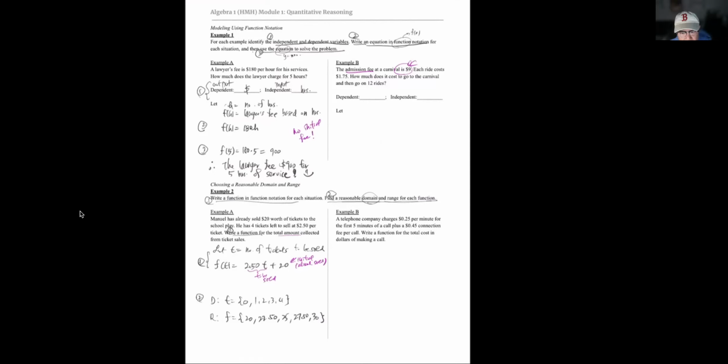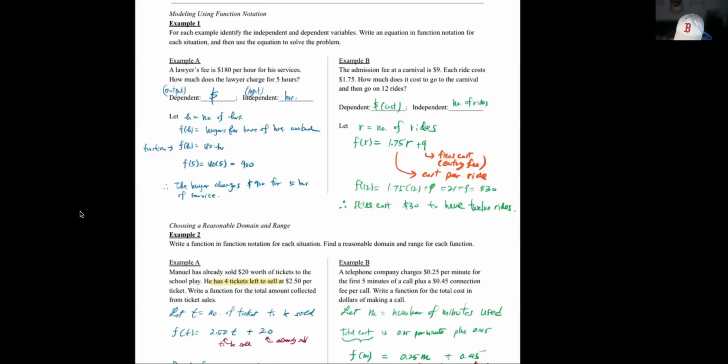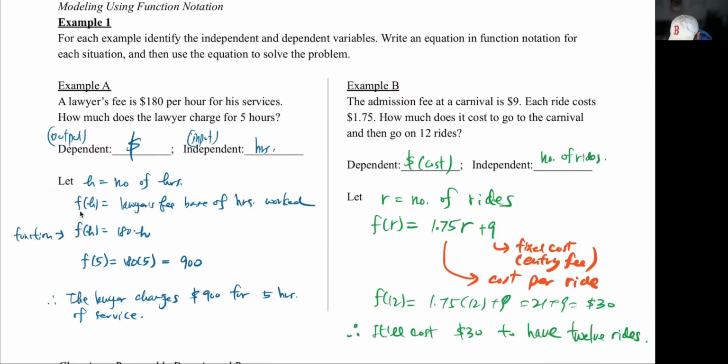All right, here goes. So for example, part B of example one is that, of course, the money almost always is the dependent variable, and in this case, the number of rides is the independent variable. So depending on the number of rides, that affects how much you're going to pay, right? So R being the number of rides, and F of R is $1.75 times the number of rides. That's cost per ride, right?